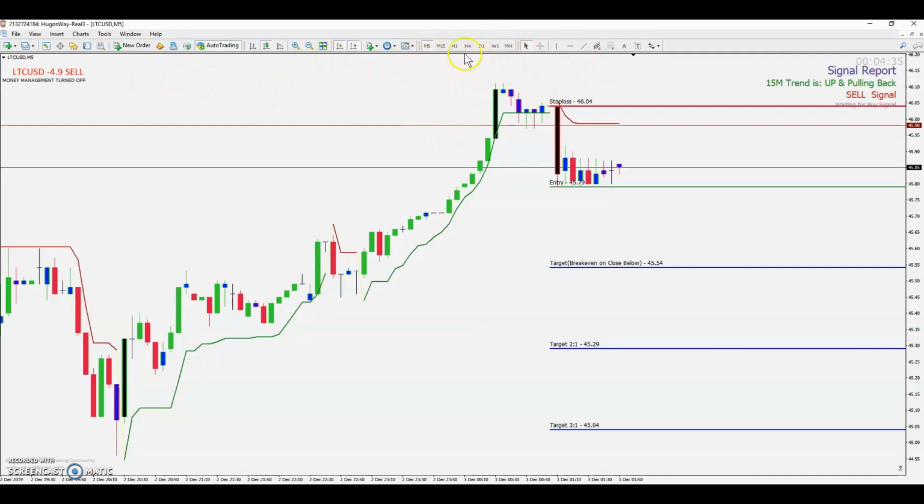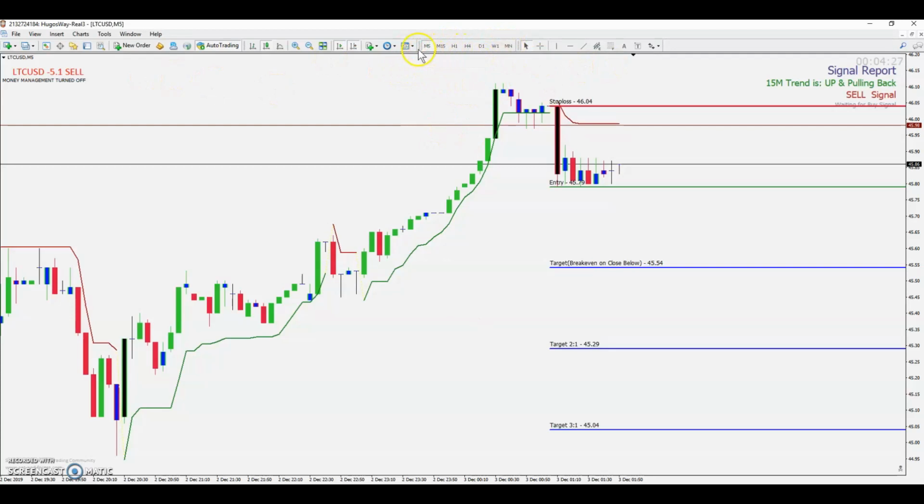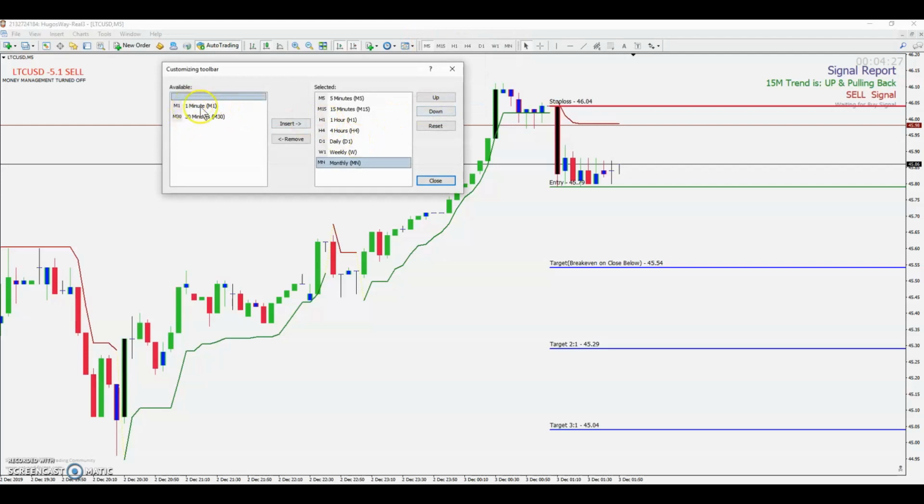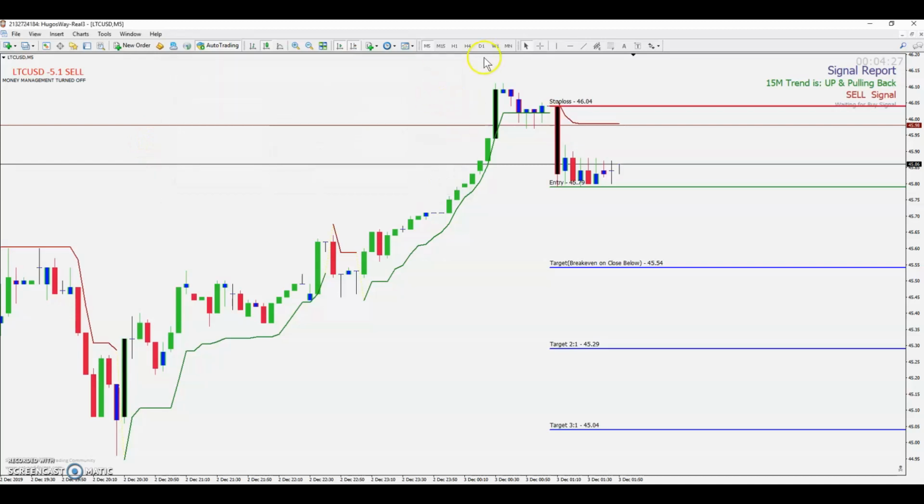Also up in the bar, you're not going to see the 30-minute or the 1-minute for me. If you right click up in the toolbar here, go to customize, you can see I've taken out the 1-minute and the 30-minute as well. You can insert or remove them just by these buttons here. I just wanted to show that before we get into the top-down approach.